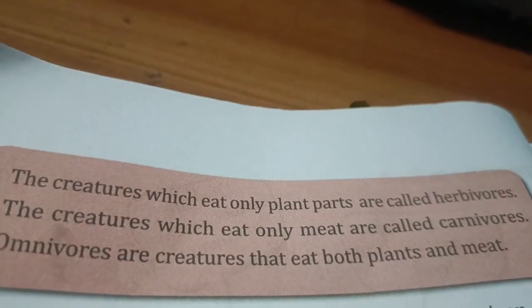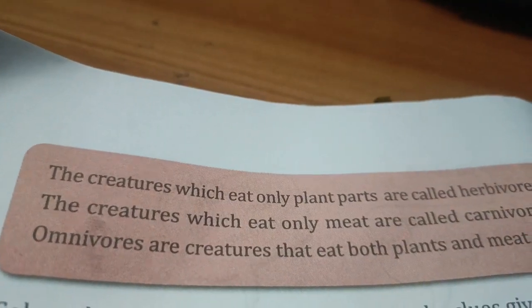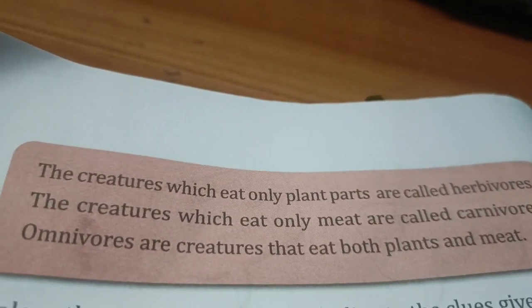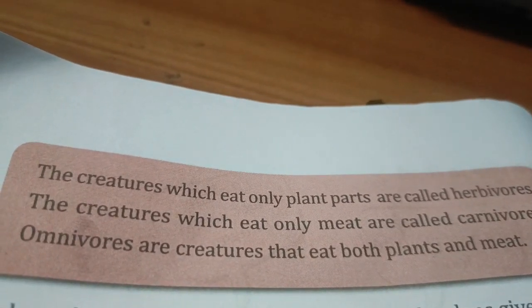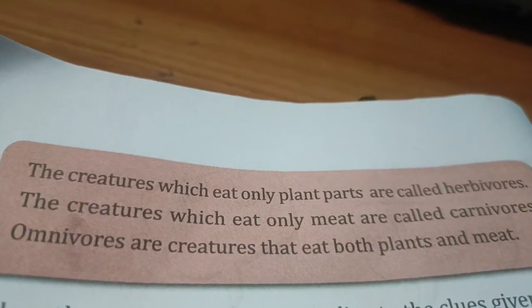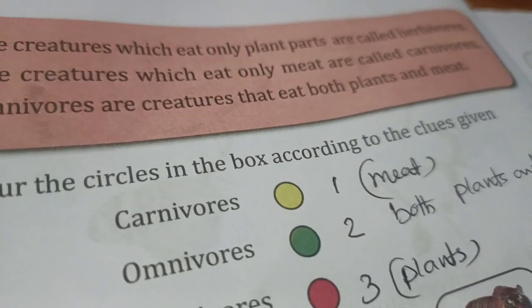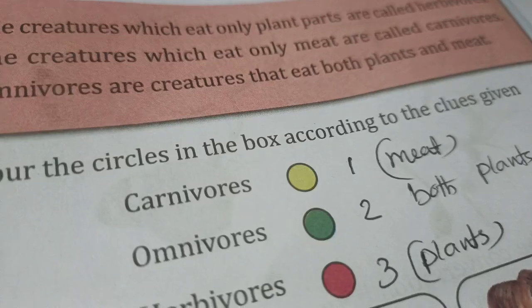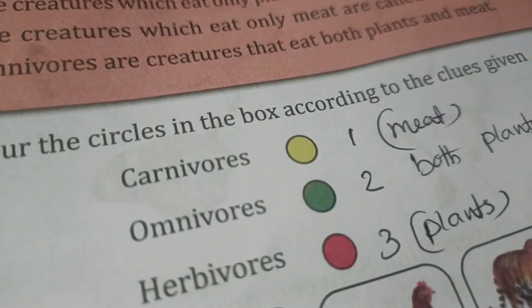Creatures which eat only plant parts are called herbivores. The creatures which eat only meat are called carnivores. And the creatures that eat both plants and meat are called omnivores. And you please do the activity. Color the circles in the box according to the clues given. Carnivores are yellow, omnivores are green and herbivores are green.